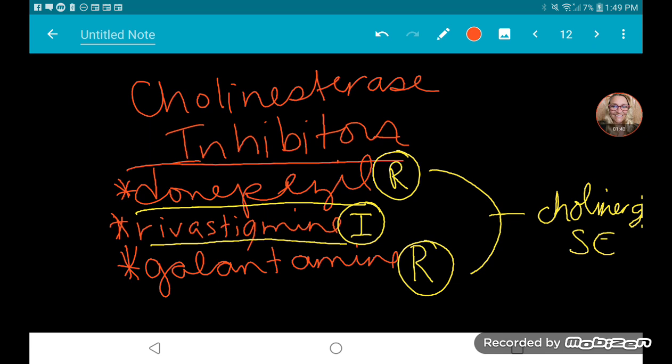Donepezil and galantamine cause reversible blocking of acetylcholinesterase, and rivastigmine causes irreversible blocking. All 3 of them produce cholinergic side effects.